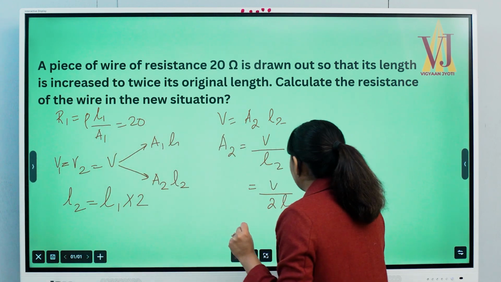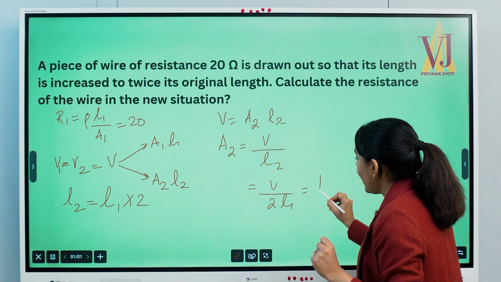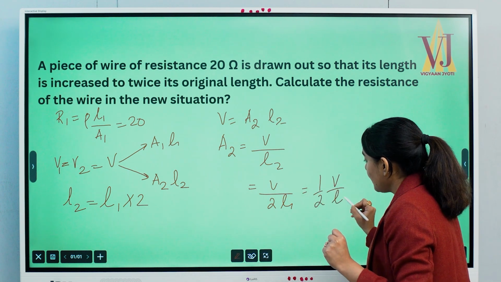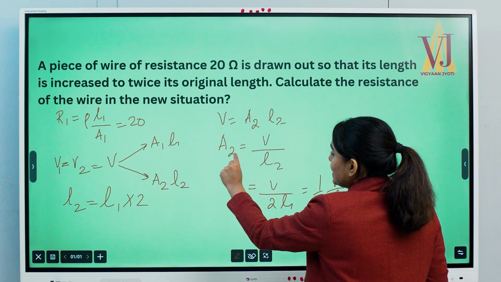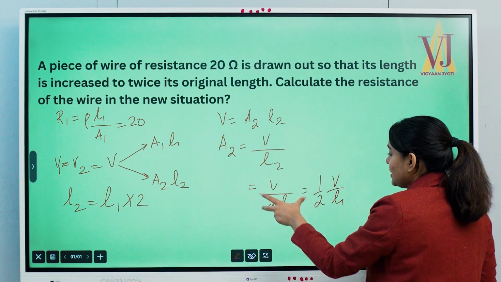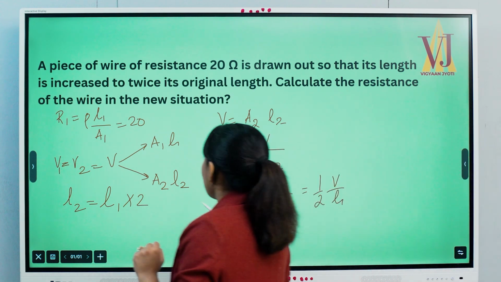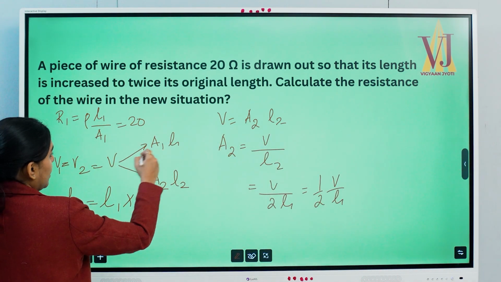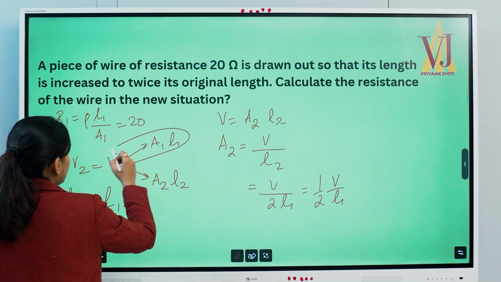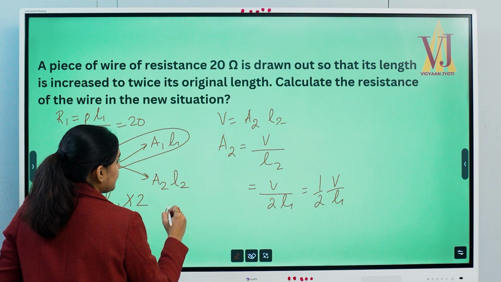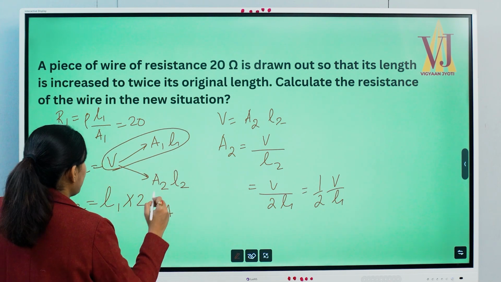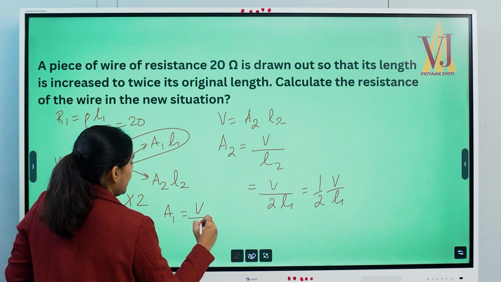Now again I will segregate. How? I will write here half V by L1. So I want to find out what my A2 is, correct? And this is what I have found out. Now you see here, V is equal to L1 A1, and with this relation I can pull out the relation stating that A1 is equal to V by L1.